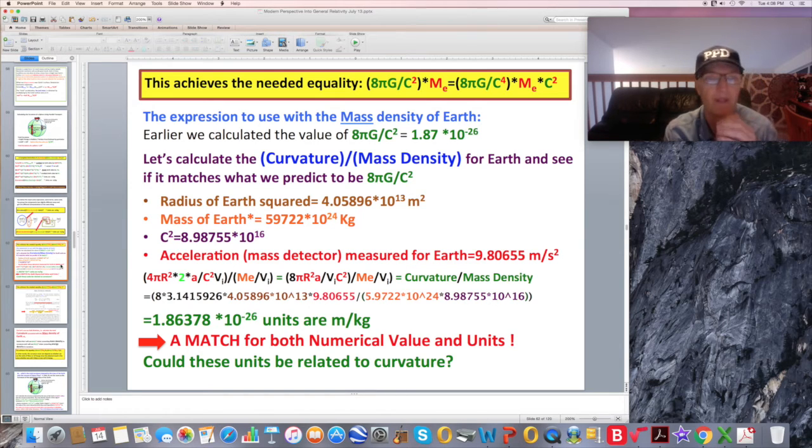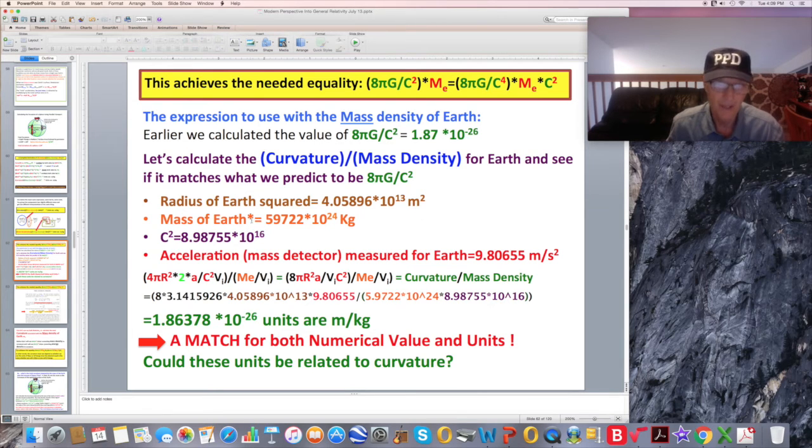So the expression to use with the mass density of the Earth is 8 pi G over c squared. Let's calculate curvature divided by mass density for the Earth and see if it matches what we predict to be 8 pi G over c squared. So here in brown, the radius of the Earth squared equals 4.05, etc., times 10 to the 13 meters squared.